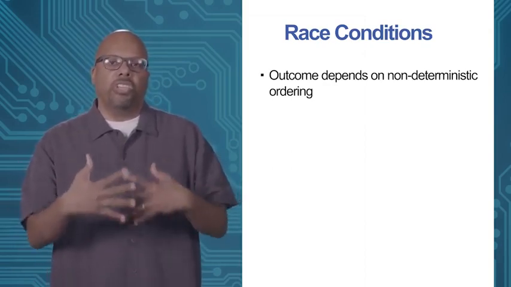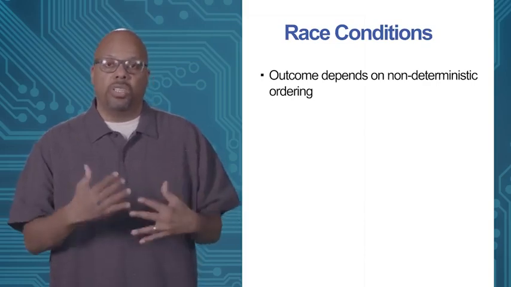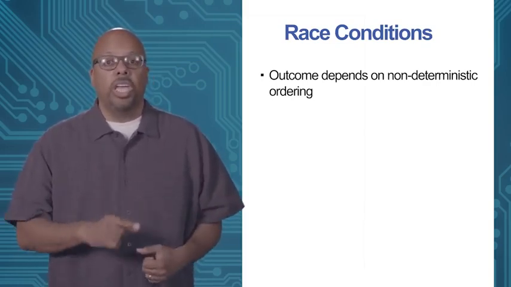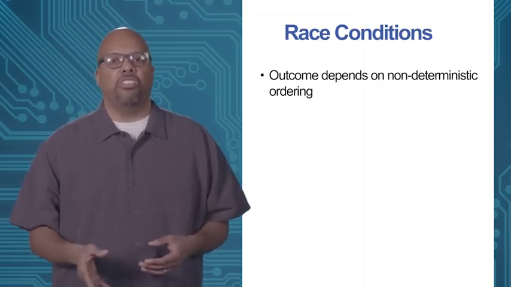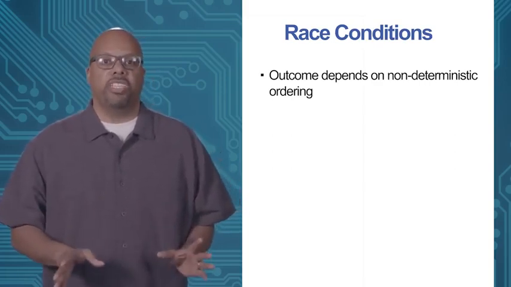But remember that the interleavings are non-deterministic. You don't know what the interleavings are. So you have to make sure that your program's outcome does not depend on these interleavings. If it does, that's called a race condition.